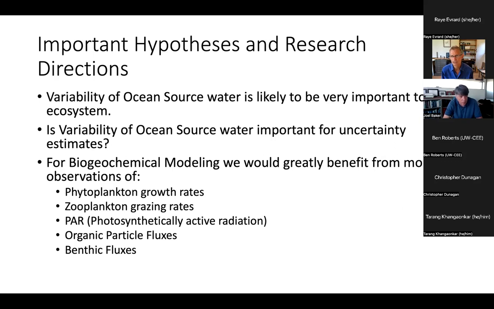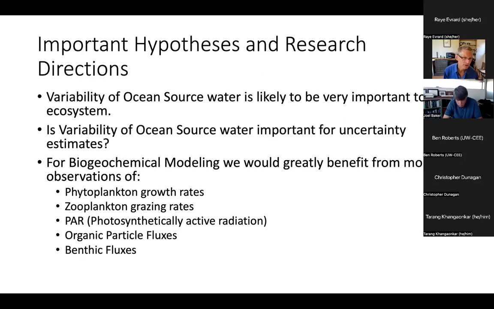And that's because the type of experiments we do in making these water quality judgments is really model versus the same model without wastewater treatment plants. So in that sense, the ocean source has exactly the same variability. So maybe its variability doesn't matter.